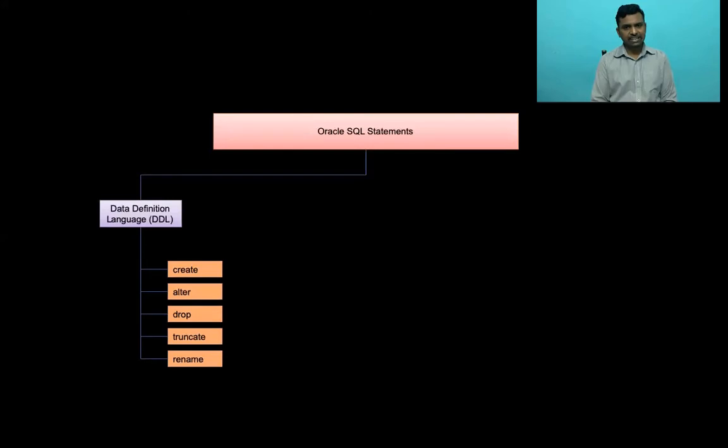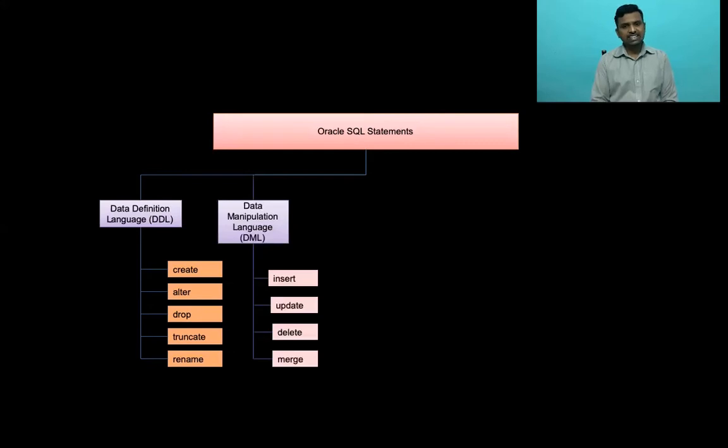First is data definition language. Now we have 5 data definition language commands, that is create, alter, drop, truncate, and rename. Right? So this helps to define what all I just want to do. That's the reason this is called data definition language.